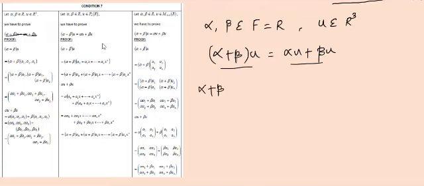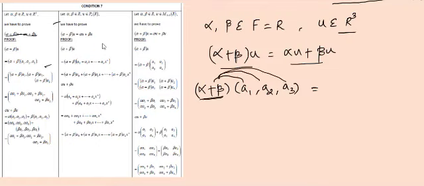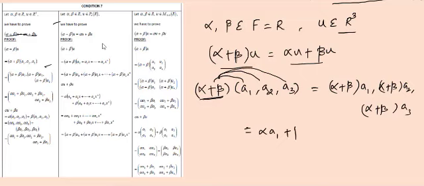See, alpha plus beta into U, for example with U as A1, A2, A3, that is what we have taken in case of R3. Now, I am just multiplying this quantity here, so it will go to each component. I will get alpha plus beta A1, alpha plus beta A2, alpha plus beta A3. Now, you can multiply alpha inside so that I get alpha A1 plus beta A1 as the first component, alpha A2 plus beta A2 as the second component, alpha A3 plus beta A3 as the third component.